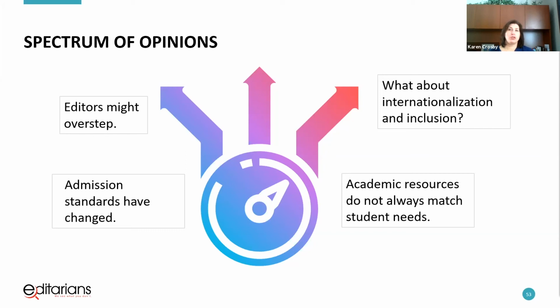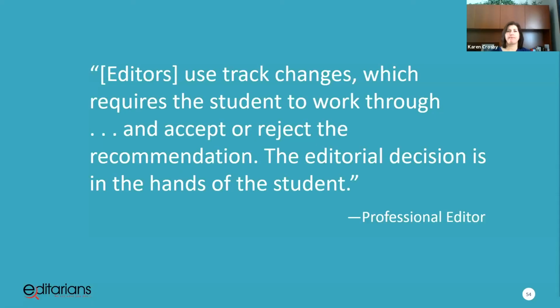During the 2-year consultation process to update the new guidelines, the Editors Canada Committee found a spectrum of opinions on editing academic work, and I'd like to share some of that feedback with you as we wrap up today as food for thought. This slide shows a quote from one of the editors who gave feedback during the consultation process. Editors use track changes, which requires the student to work through and accept or reject the recommendation.